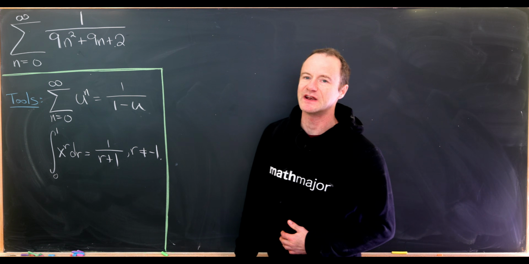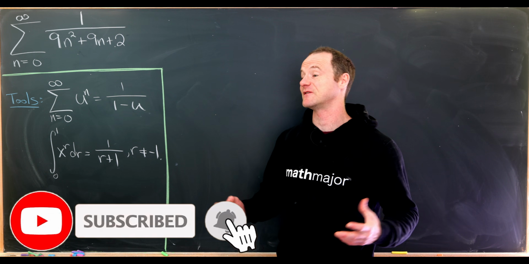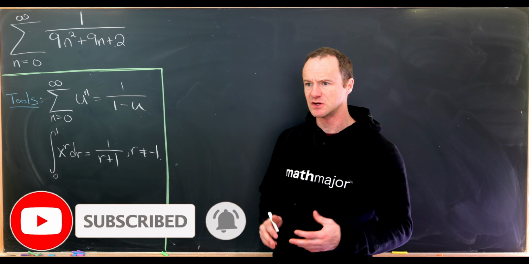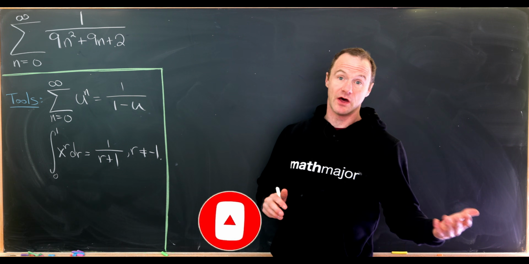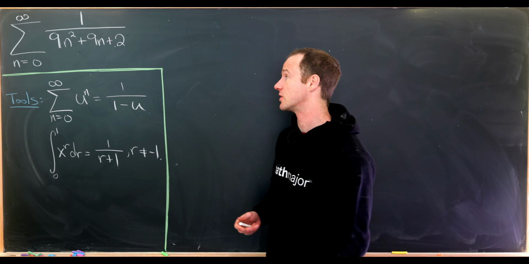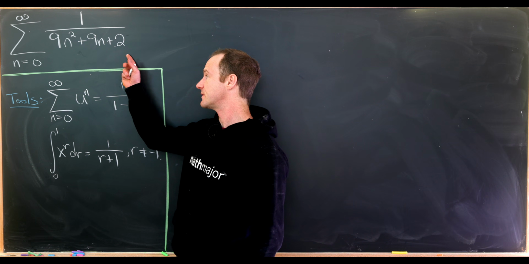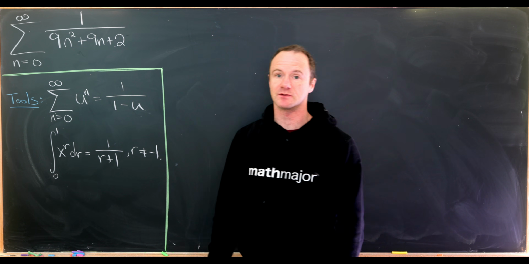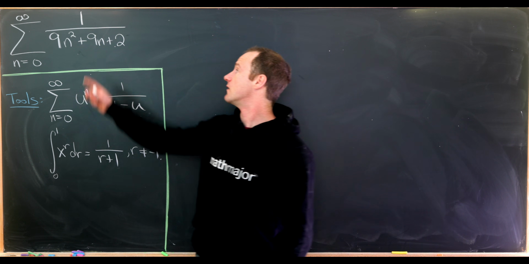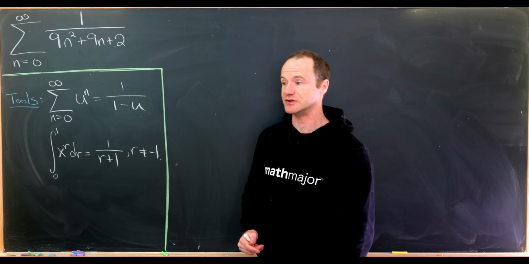Today we're going to evaluate an infinite sum, which turns out to be a special case of a nice family of infinite sums, which we'll maybe explore another case of and leave you with some problems to think about on your own. So for us today, we'll mostly be looking at the sum as n goes from 0 to infinity of 1 over 9n squared plus 9n plus 2.